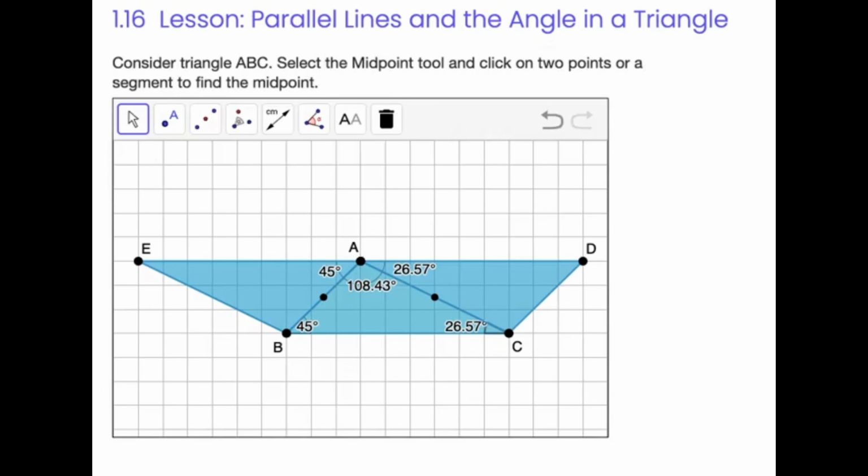So now the question is asking, well then, if those angles are corresponding, what is the sum of the angles in a triangle? Well, if we add together the 45, 108.43, and 26.57, again, we get 180 degrees, which is exactly the same as the value of the sum of the angles in the straight line that we did before.